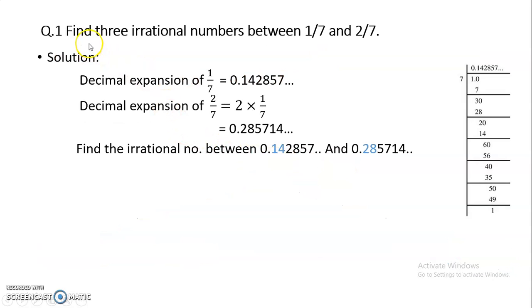So let's find out the irrational numbers between two given rational numbers. Let's see how to do it. For that, see the solution. We have already seen how to convert p by q into decimal form, the decimal expansion of 1 by 7. So see here, there's a decimal expansion of 1 by 7. You have to divide 1 by 7.